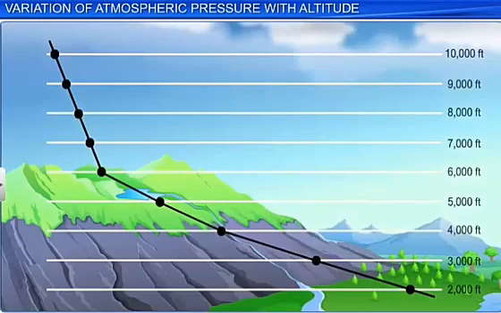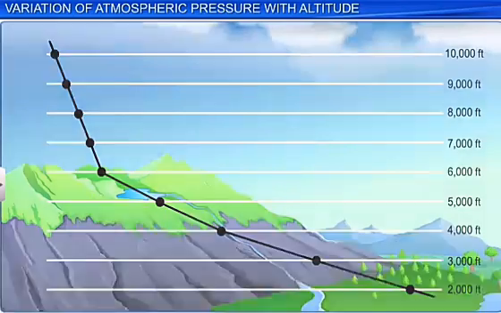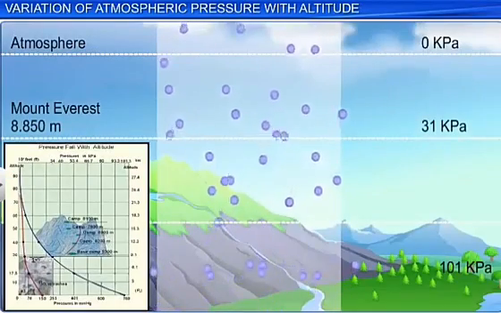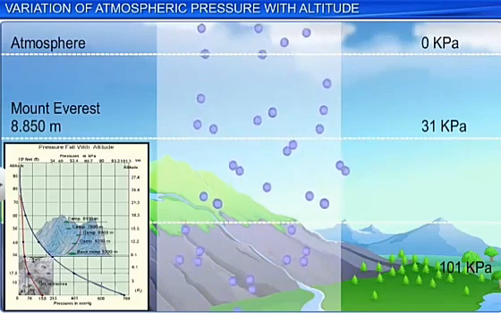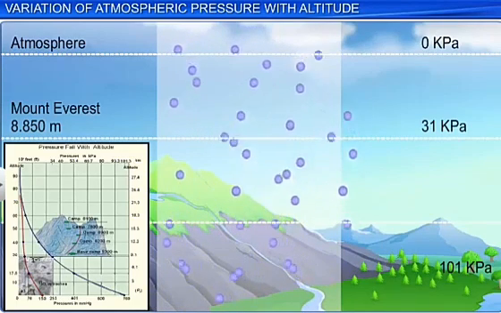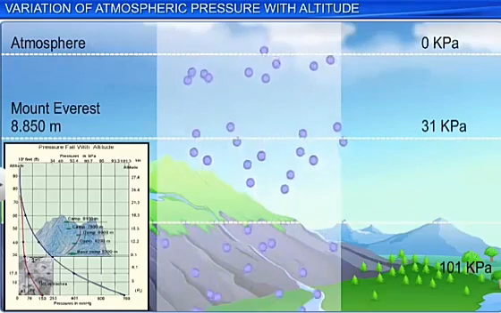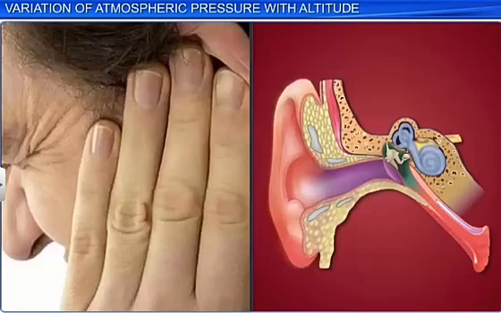Air pressure decreases by about 3% for every 1,000 feet of increase in height. For example, on the great Mount Everest, atmospheric pressure is only 30% of the atmospheric pressure at sea level. As air pressure decreases in hilly areas, we can feel our ears pop, which happens in order to balance the pressure inside and outside our body.